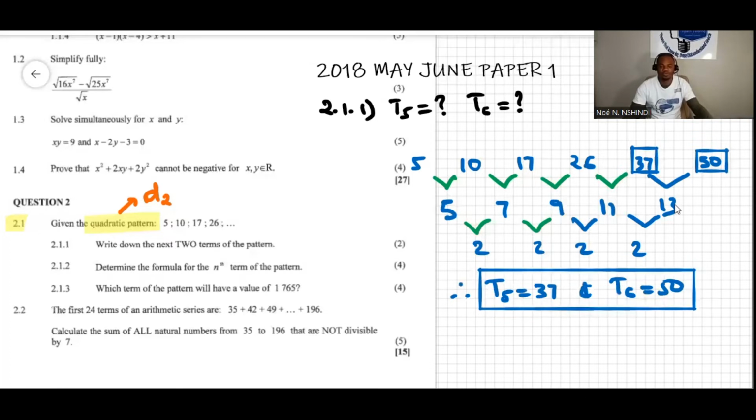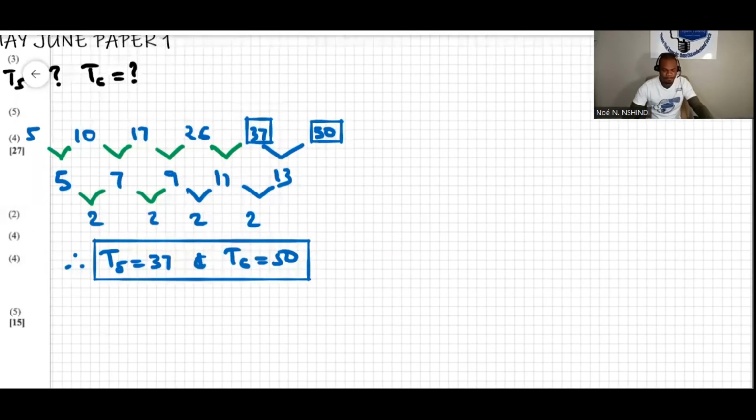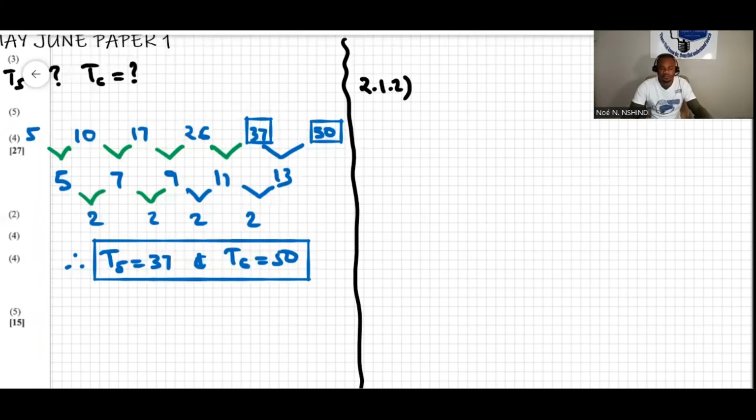So this is 2.1.1. Now question 2.1.2. The question says, determine the formula for the nth term of the pattern. All right, I prefer to move my board over here. And then 2.1.2: determine the formula for the nth term of the pattern. So, in other words, we're looking for Tn.